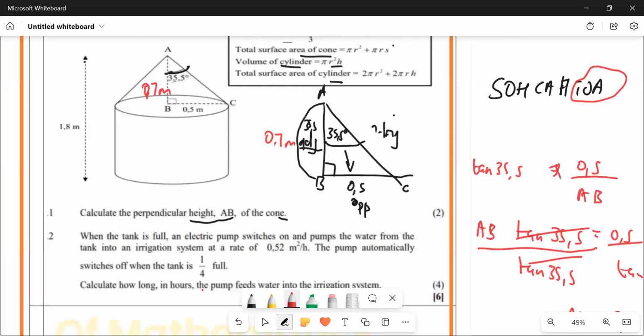Now, what did I say here? Let's look at this. They said starting from here to here, it's 1,8, okay? So what is going to be the height from here to here then? If we know this one is 0,7, this is going to be 1,1 meters.